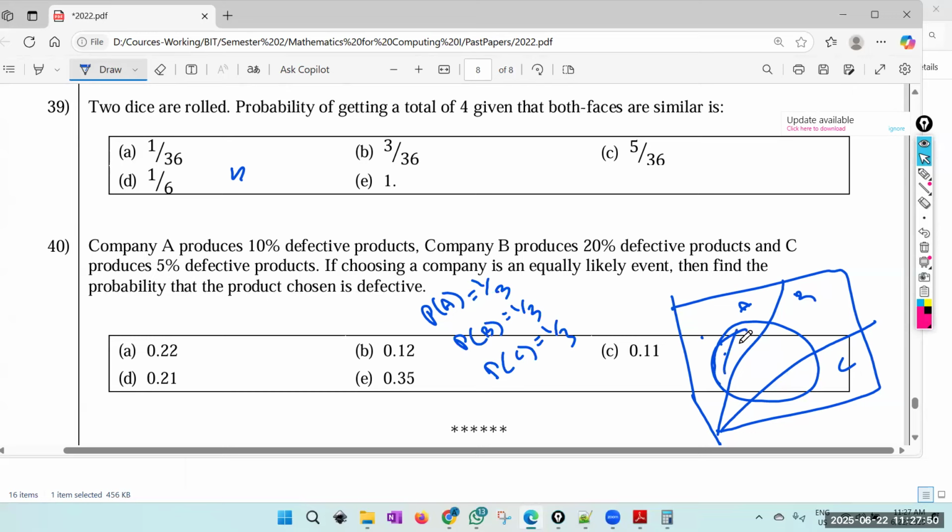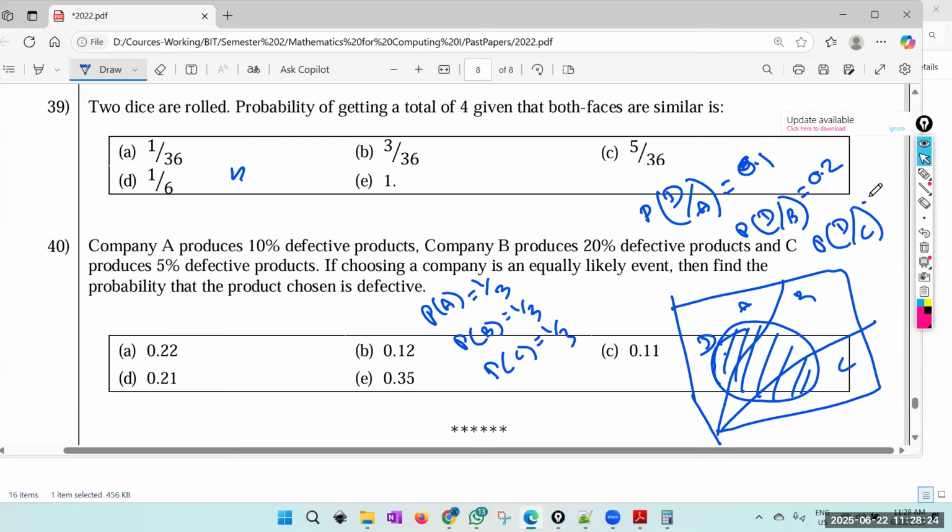this is defective. Okay, so this is defective. Probability of this is D. Probability of defective given A is 10%. Right? That is 0.1. Probability of defective given B is 20%, 0.2. Probability of defective given C is 0.5.